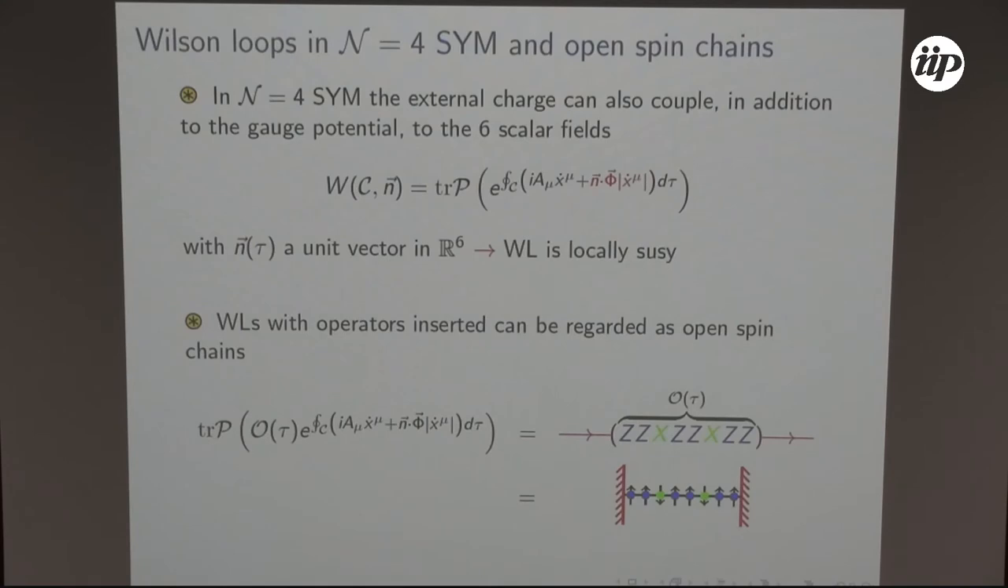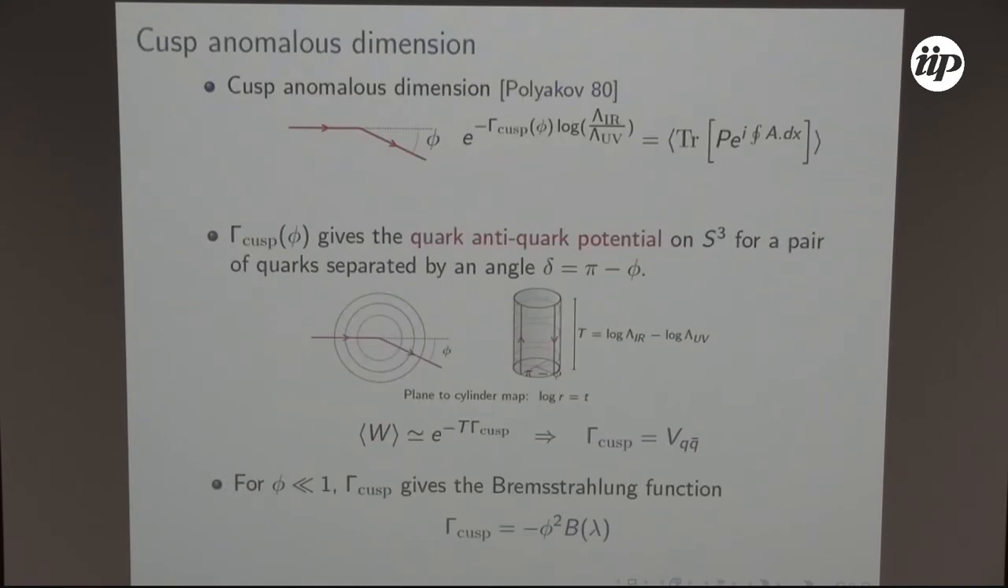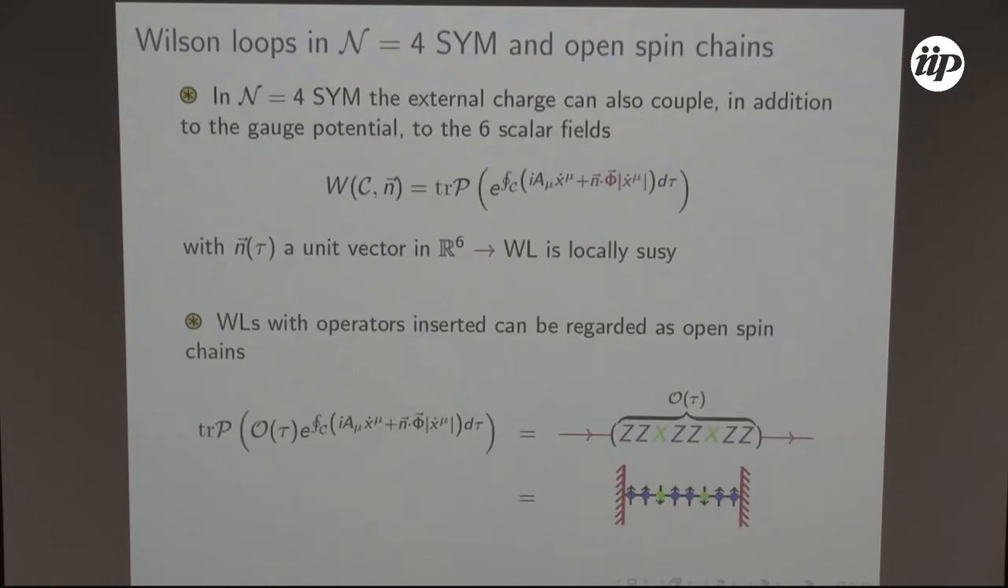But how can you describe it? Well, it turned out that in N=4 super Yang-Mills, you can compute this cusp anomalous dimension using integrability. How does it go? Well, the story went as follows. Let me first explain what type of Wilson loop I'm considering, going back to Francesco's question about what was phi 4.